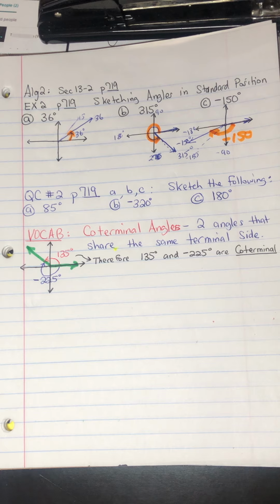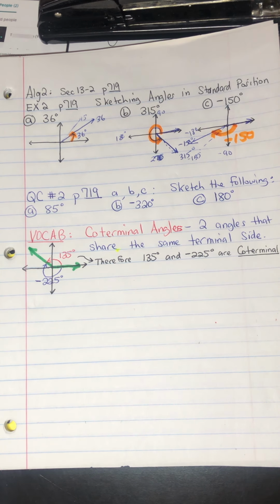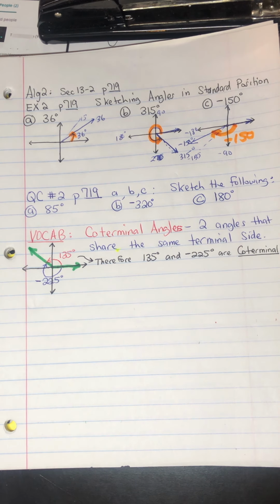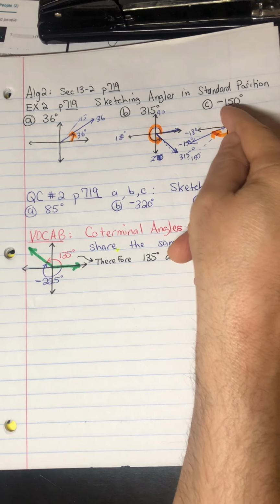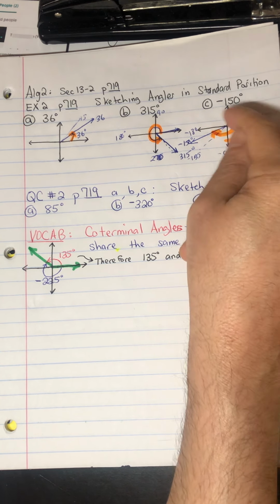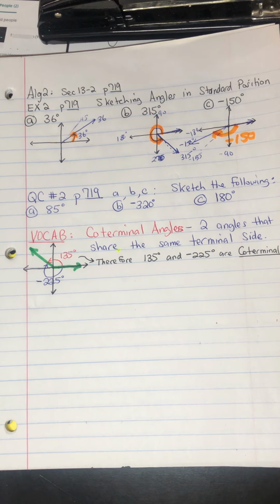Let's do quick check number 2. A, B, and C. Go ahead and sketch these three on the x and y coordinates, and then sketch each of the angles. Again, what you do is you look at the quarter angles, 90, 180, 270, and then look at what's in the middle, always 45 degrees in the middle. And then from there, you can estimate what these angle measurements are.